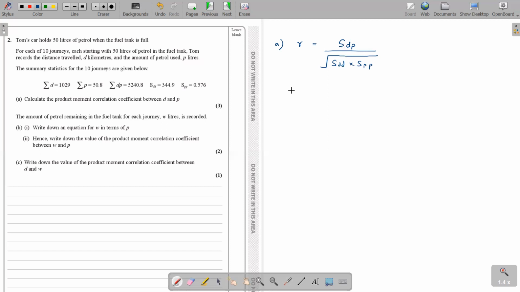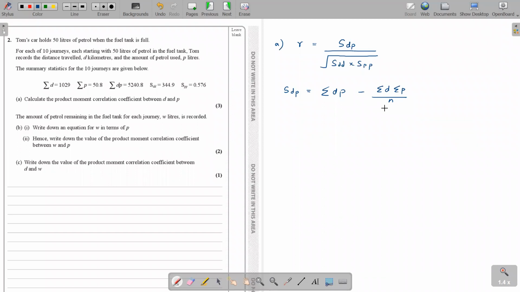How do I find SDP? What's the equation for SXY? It's given in the formula book as well. SXY is sigma XY minus sigma X sigma Y over N, right? You need to remember the formula. So you have to convert the XY equation to DP. Just change the letter. Simple as that. So SDP is sigma DP minus sigma D into sigma P over N. Is this okay? Check the equation.